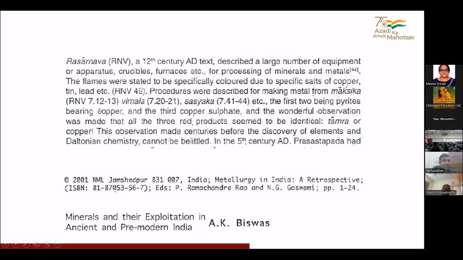The first two being pyrites bearing copper, and the third being copper sulfate. And the wonderful observation was made that all the three red products seemed to be identical, that is tamra or copper. Mind you, this is not a very simple observation. What this author has to say, this observation made centuries before the discovery of elements and Daltonian chemistry, cannot be belittled. So although people had known three different ores for the same metal, they had the knowledge that once you process these ores, which look very different, ultimately you will result in the same metal. Okay, this is intuitively a leap of imagination to have this kind of knowledge.